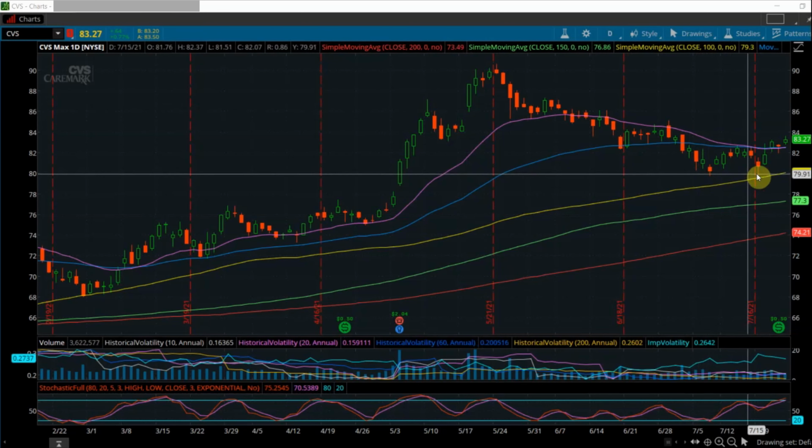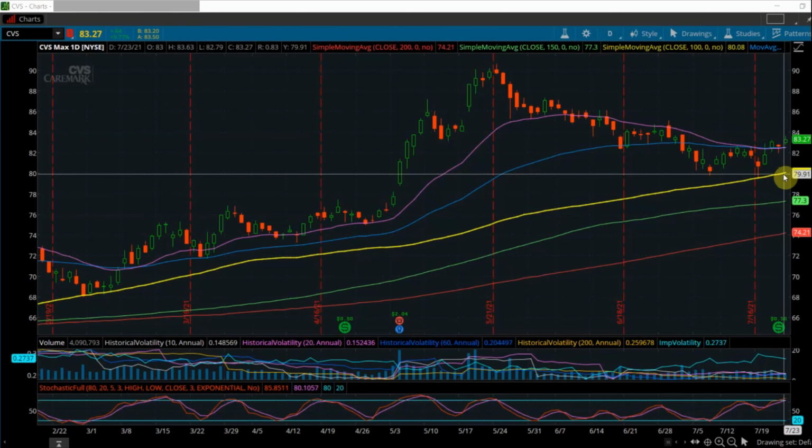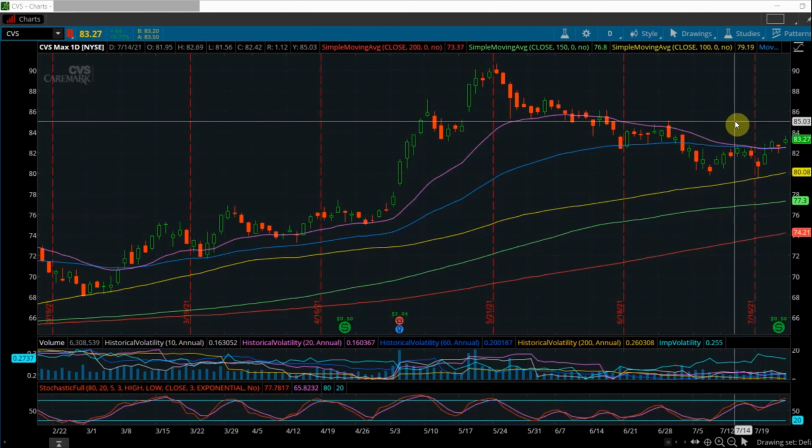It hit here once and a second time over here. And also, this happens to be the 100-day moving average, which is the yellow line. So I do expect this price level of $79, $80 to be a key support level for CVS. And moving over to the key resistance level, the nearest one I can identify would be the $85 mark over here. So this is likely going to be the next key resistance level for CVS.